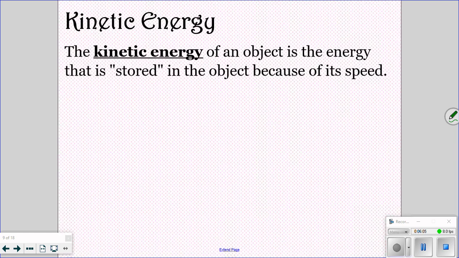So now we're going to look at kinetic energy, and that is the energy that is stored in the object because of its speed. So this is your formula for kinetic energy, 1/2 mv squared.